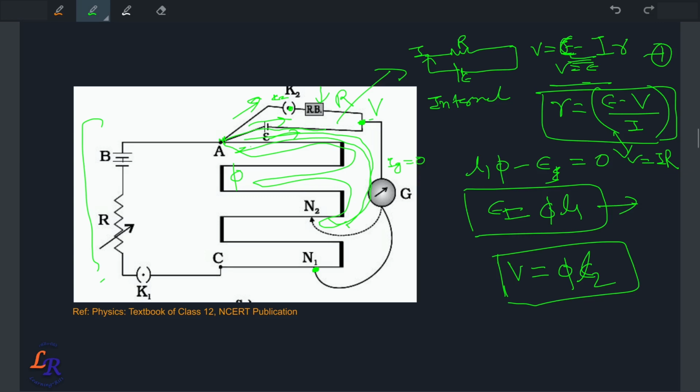Now we know the terminal voltage V in relation to this length, and we know the EMF relation with the length, right? So we can get epsilon by V, and that would become L1 by L2, right? So this is another important point.